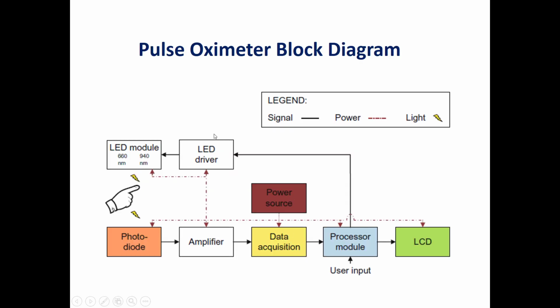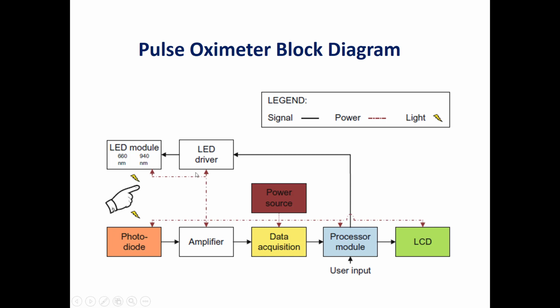This is an example of a block diagram of a conventional pulse oximeter. This is the finger, this is the probe or the SpO2 sensor. As we said, this type is a transmitted type. We put the finger between the LEDs and the photodiode. We have two wavelengths, 660 nanometer for the red and 940 nanometer for the near infrared.